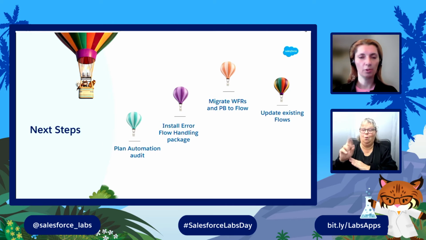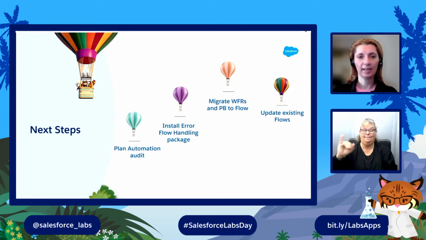So go through your org, make sure to write down all the processes that you have, and then write down the tools that are used to execute those processes. Mark what's being executed through Process Builder, what's being executed through workflow rules. If you have flows, mark what has been executed through flows, and then work on planning that migration.